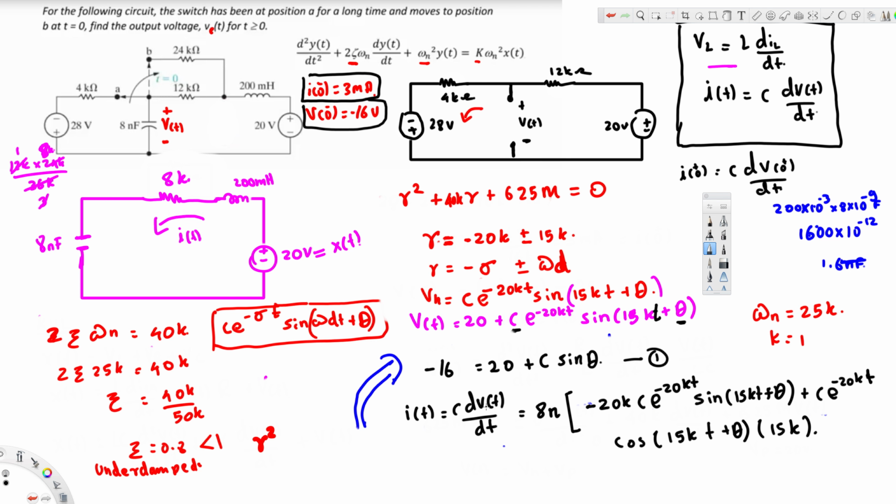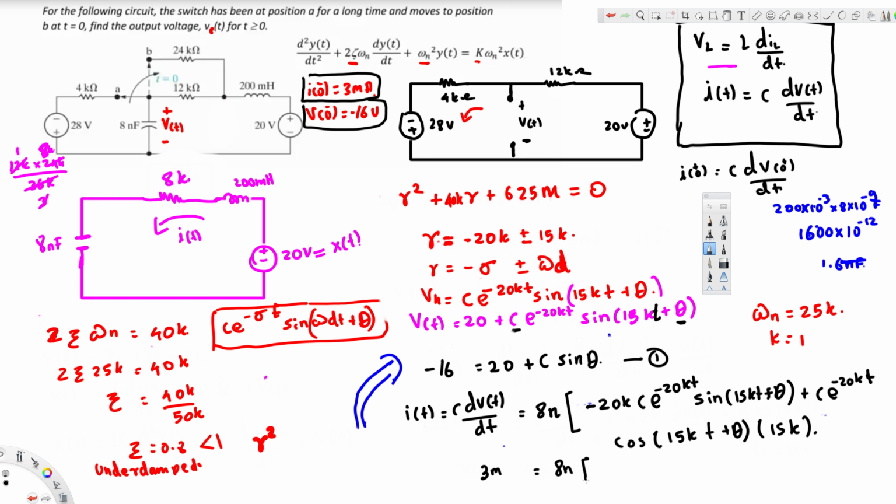Now what we have to do is plug 0 for t and see what we get. So here we have 8 nano, and C dv(t)/dt, that's our current, right? We wrote this one in terms of current, and we can replace this with 3 milliampere. So let's put 3 milli, and that's equal to 8 nano.